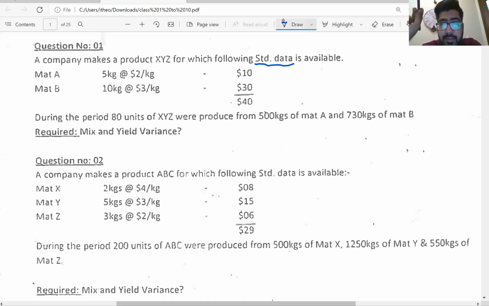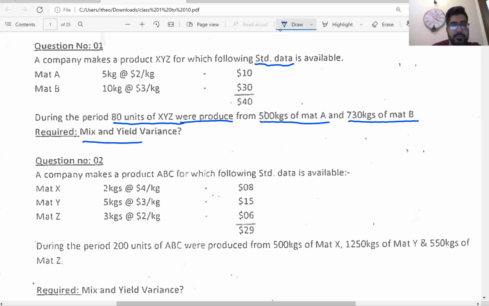Remember, this is the standard data. Material A 5 kgs at 2 per kg, 10. Material B 10 kgs at 3 per kg, 30. Total cost is 40. During the period, 80 units of XYZ were produced from 500 kgs material A and 730 kgs material B. Requirement is mix and yield.